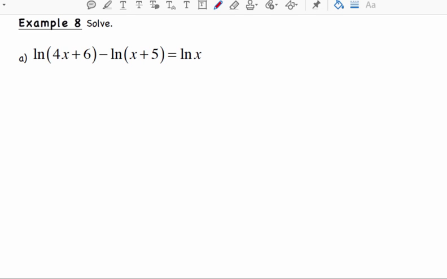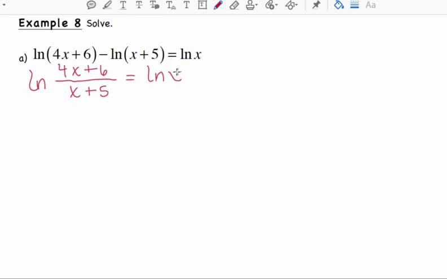All right, example 8. What's different about this problem is that all of my terms have the natural log in front of it. So this one's going to be done a little bit differently than the previous examples where we were rewriting them exponentially. But I still have to condense the two logs on the left together, and that's how I'm going to start the problem. So I have the natural log and then a fraction bar. Subtraction turns to division. It's the quotient rule. So 4x plus 6 goes on top, and x plus 5 goes on the bottom.